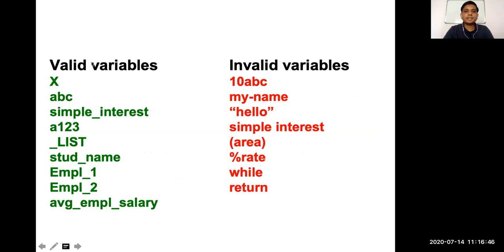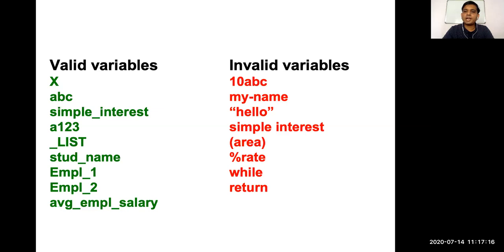Now these are some examples of valid and invalid variable names. We have already discussed the valid variable names, but let's discuss the invalid ones. The very first one is 10ABC. It is invalid because the first character of this variable is a digit, so it violates the second rule, and it is not a valid variable name.